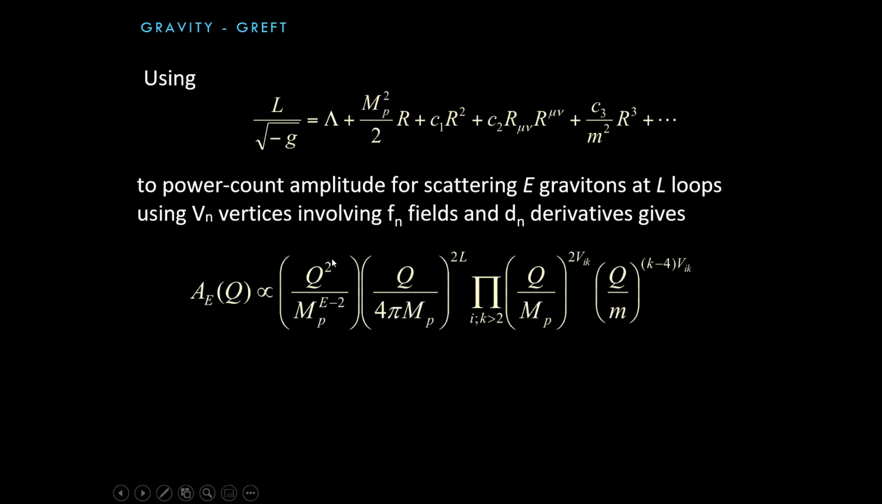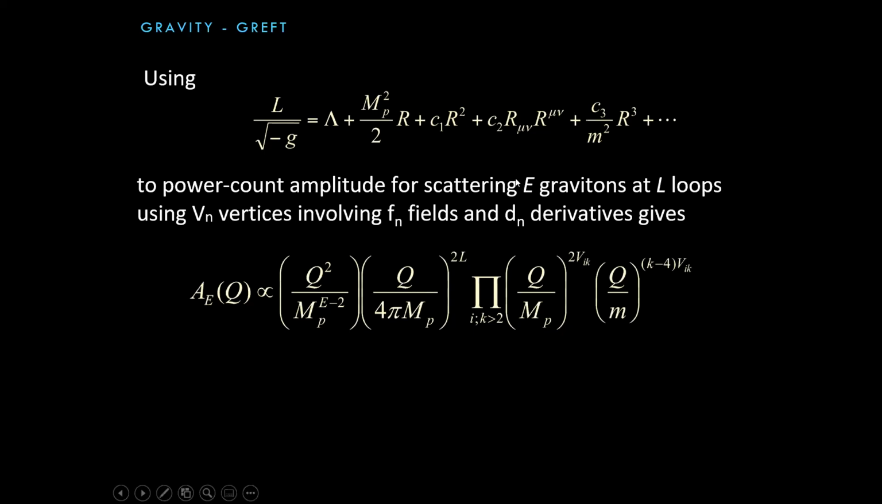If I take graviton scattering and I ask which of these interactions appears at what order in the energy, as a function of energy for a graph with E external lines and L loops involving V vertices, where each vertex has I fields joining there and K derivatives, so K powers of momentum, this is what you happen to get. Little m here is this coefficient in front of these higher powers of R, and capital M Planck is the Planck mass, and Q is the external energy.